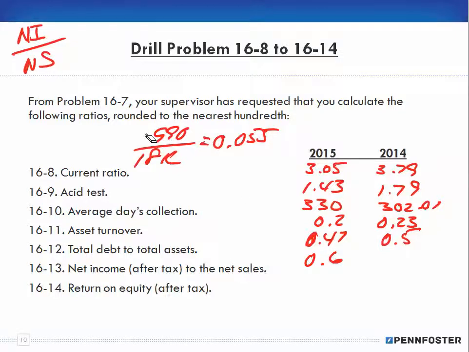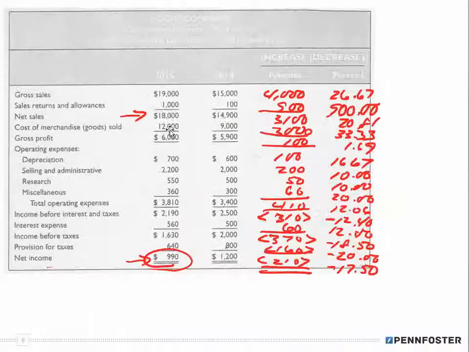And then let's go up to 2014. I have 14,900 and 1,200.